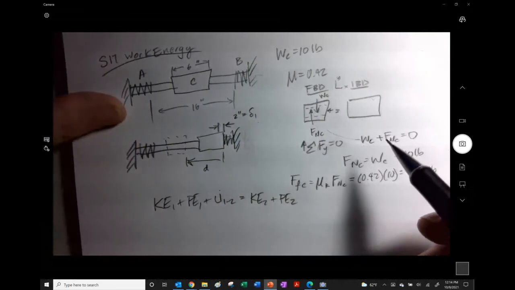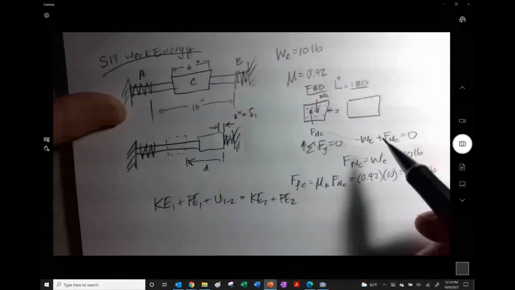Sir, yes, sir. When they say B is compressed 2 inches, is it like it will compress B, so B becomes 2 inches, or it will be next to B, like the difference between them is 2 inches?